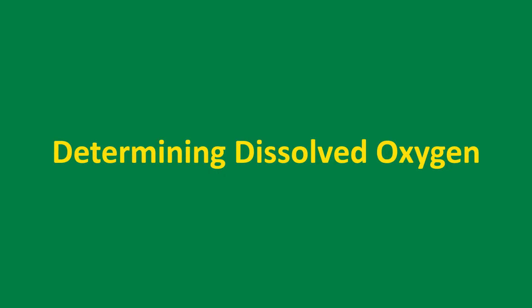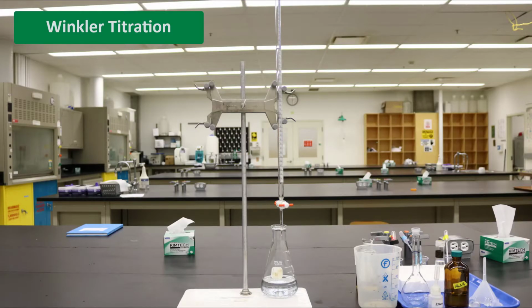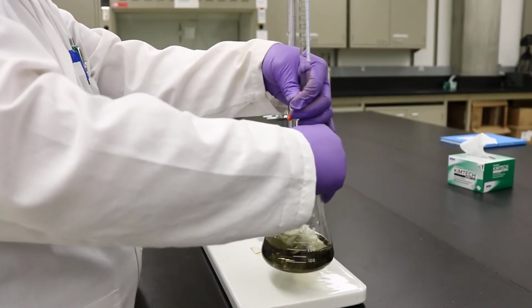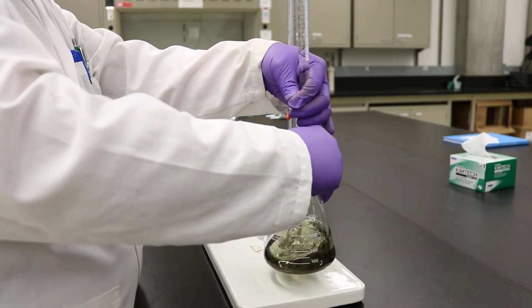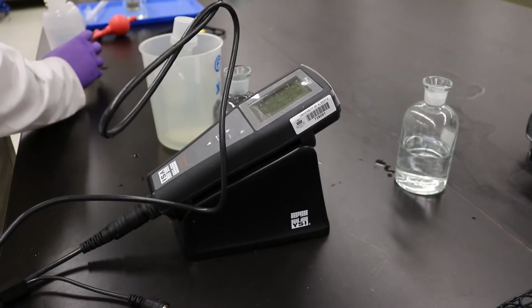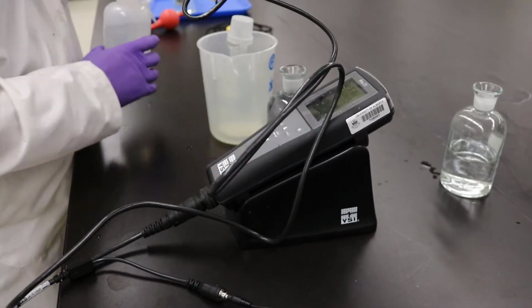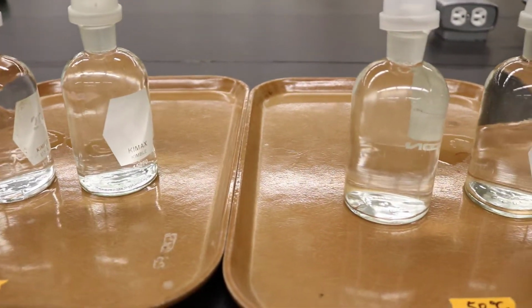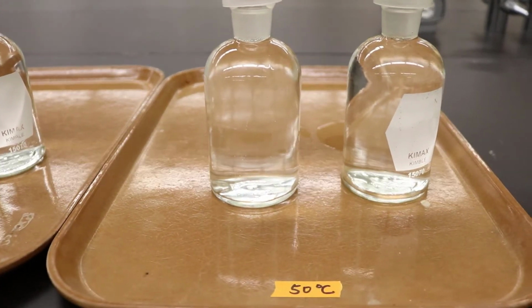For the dissolved oxygen determination, we have two methods: the chemical method, Winkler titration, and DO meter measurement. In this lab, we will use both Winkler titration and DO meter to test the water samples prepared at various temperatures: 35 degrees Celsius, 50 degrees Celsius, and room temperature.